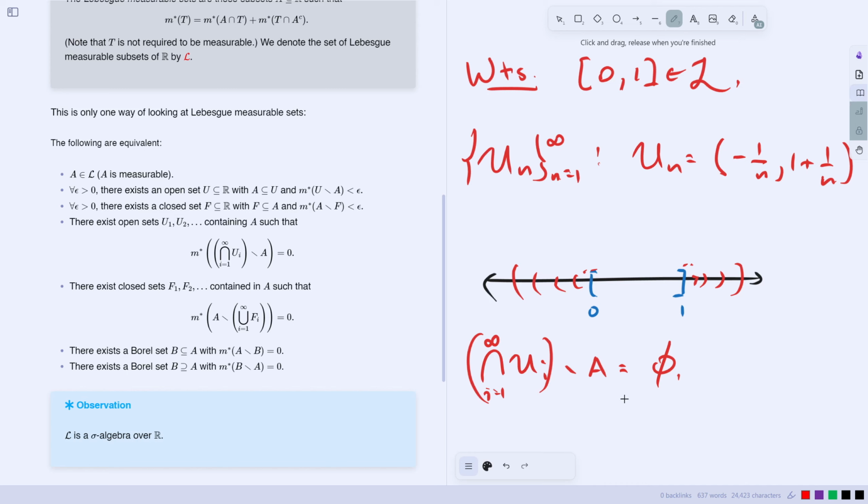But in this case, the Lebesgue outer measure, excuse me, of the empty set is 0. So we conclude that the closed unit interval is Lebesgue measurable. Okay. And then, open sets we come from the outside, closed sets we come from the inside. That's what we're doing here. You sort of grow. You just have closed sets contained inside A. And if the Lebesgue outer measure of A take away the union of all of those closed sets is 0, then in that case, A is also Lebesgue measurable.